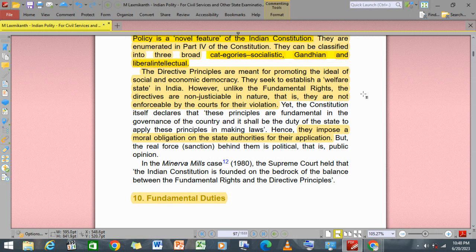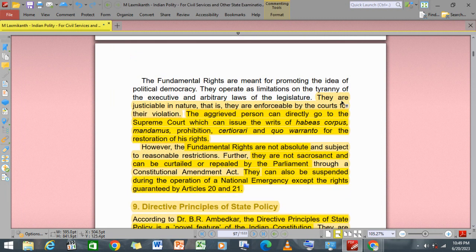However, unlike the fundamental rights, the directives are non-justiciable in nature. That means justice cannot be done through them, while the fundamental rights are justiciable in nature, and the directives are not enforceable by the courts on their violation. All right.